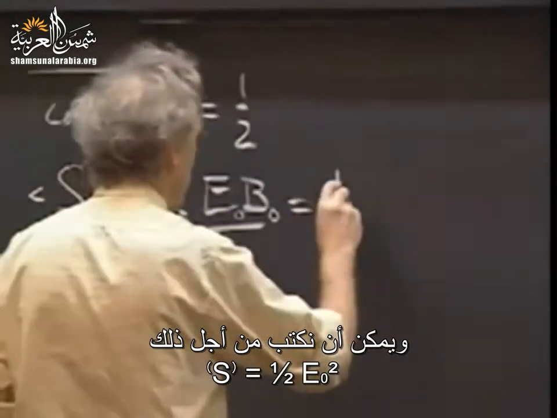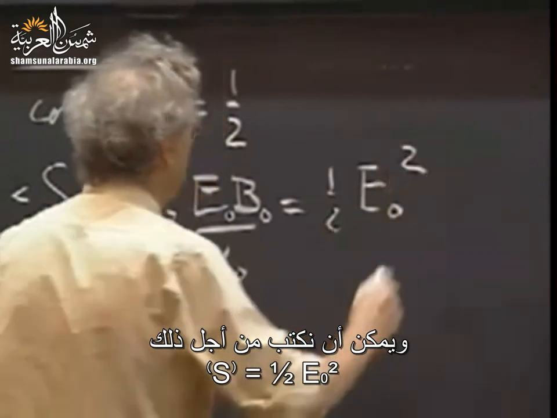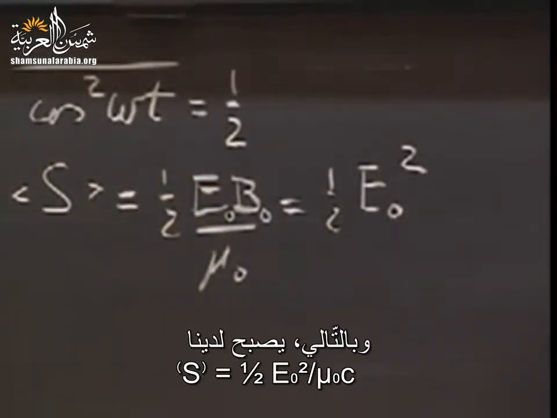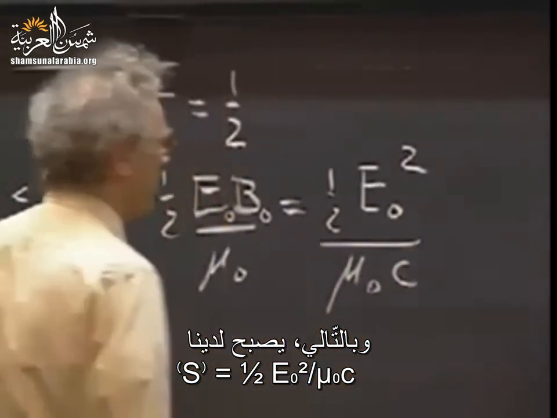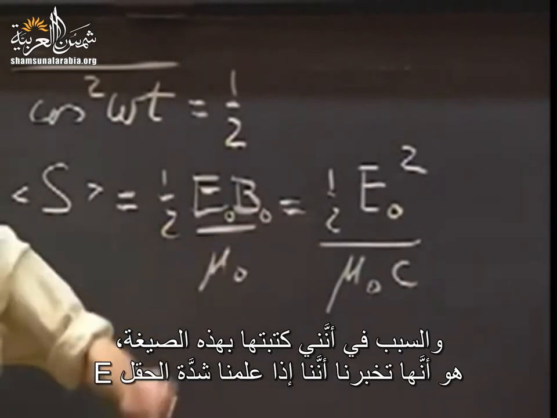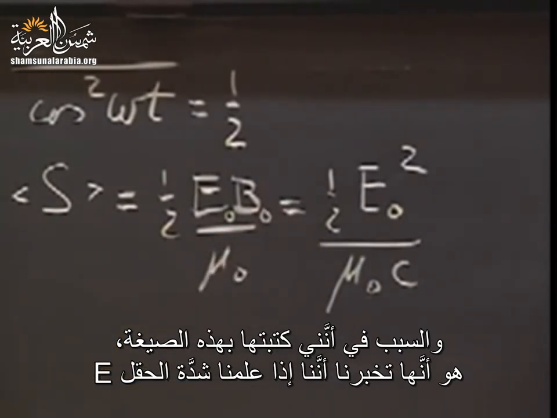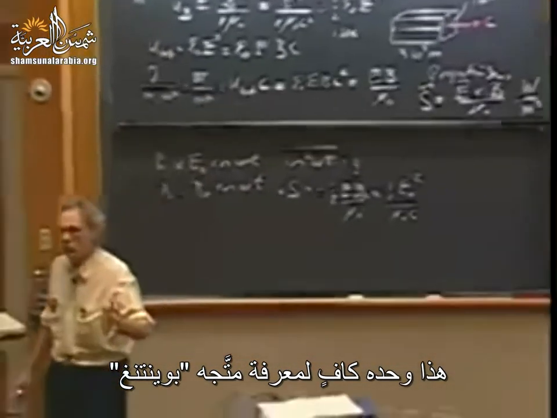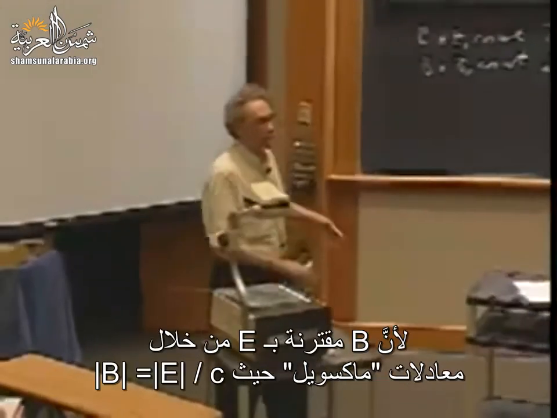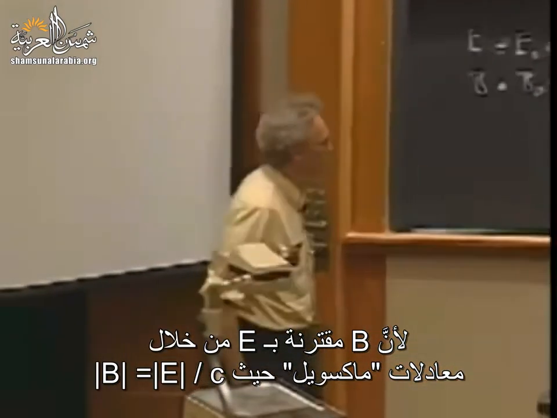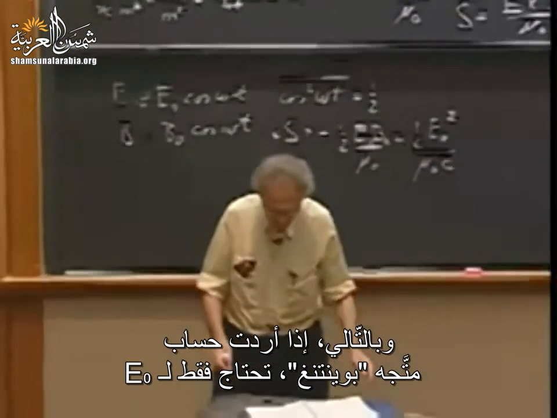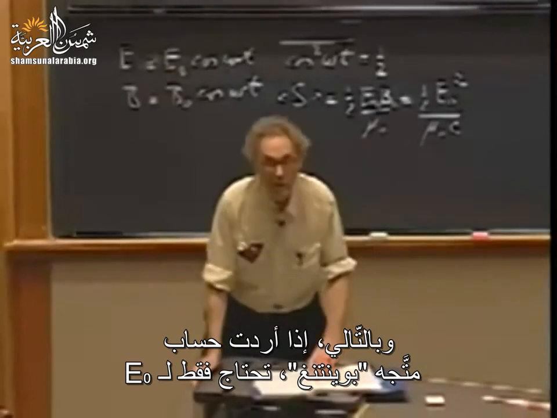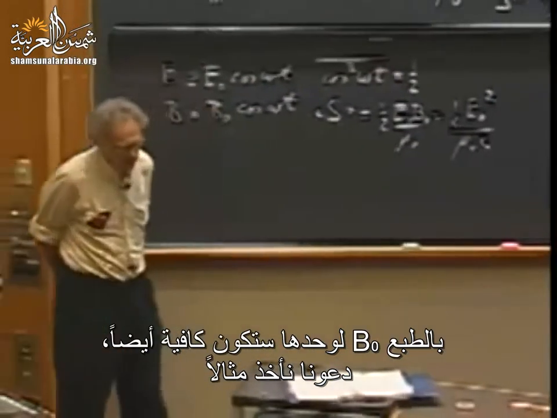So you can also write for that 1/2 E0 squared, and so you write down for B, E divided by C, and then you get downstairs mu 0 divided by C. And the reason why I write it in this form is that it tells you that if you know what the strength of the E field is, that alone tells you then what the Poynting vector is. Because B is coupled to E through Maxwell's equations, where B is E over C, and so all that matters then, if you want to calculate what the Poynting vector is, is E0. Of course, B0 alone would also be fine.